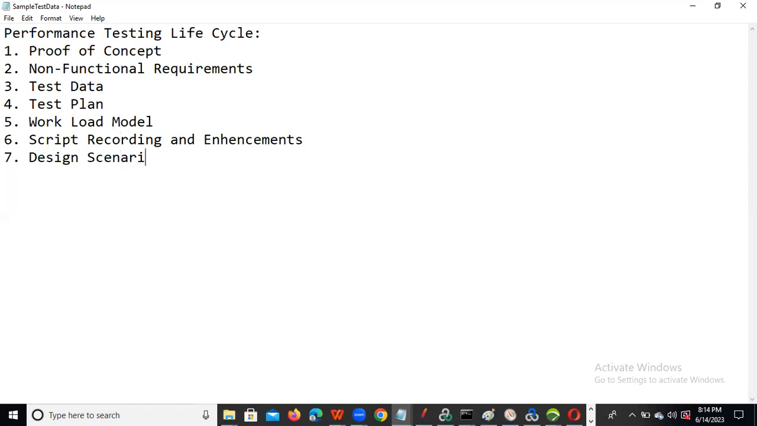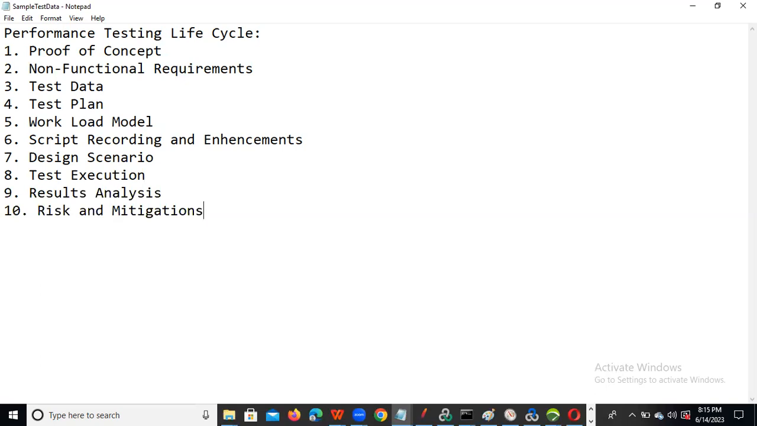And next, the seventh point will be design scenario. The eighth point will be test execution. The ninth point will be results analysis. And the 10th point could be risk and mitigations.